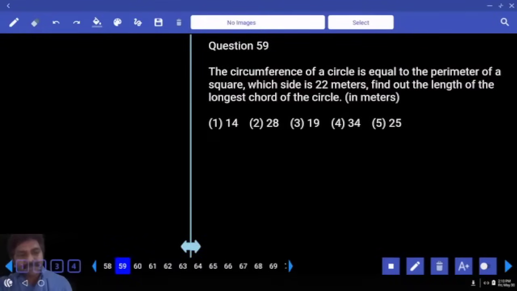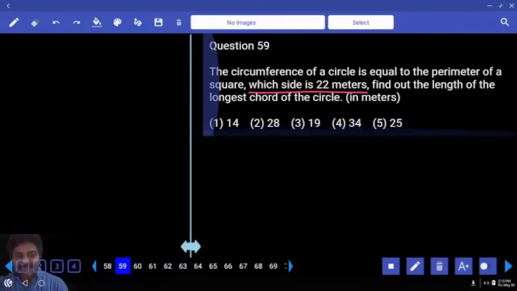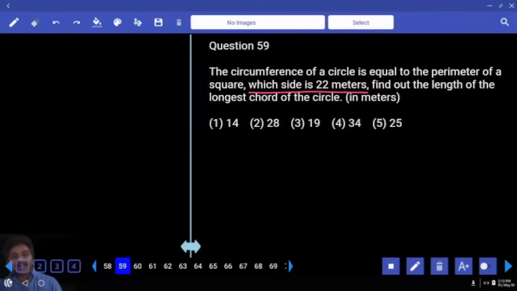The circumference of a circle is equal to the perimeter of the square which side is 22 meters. Find out the length of the longest chord of the circle.